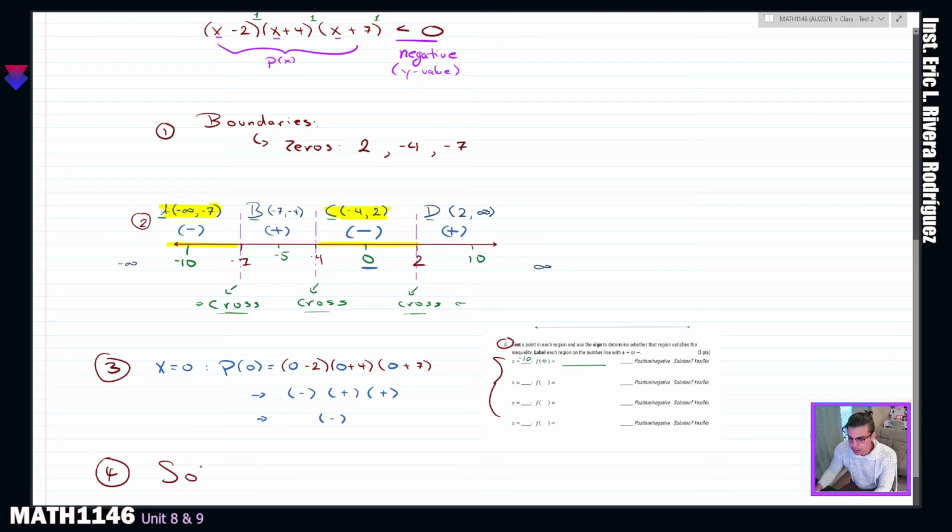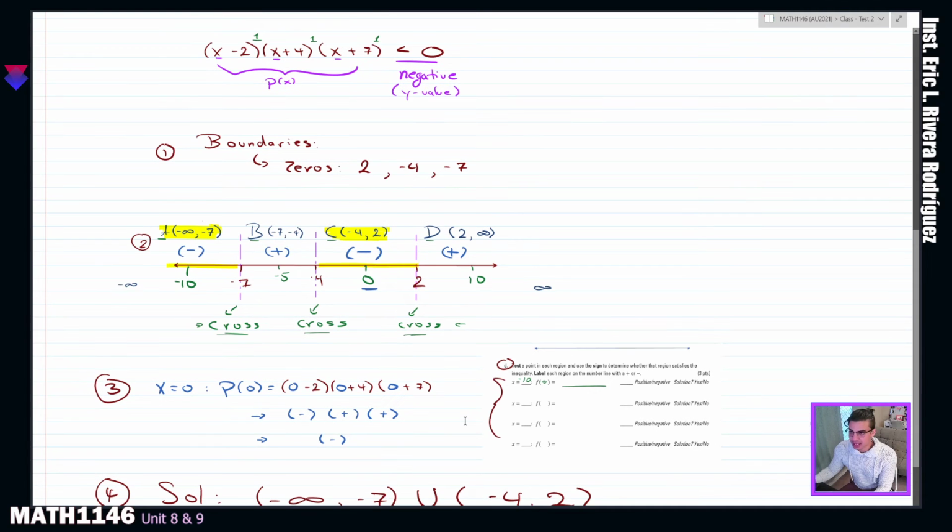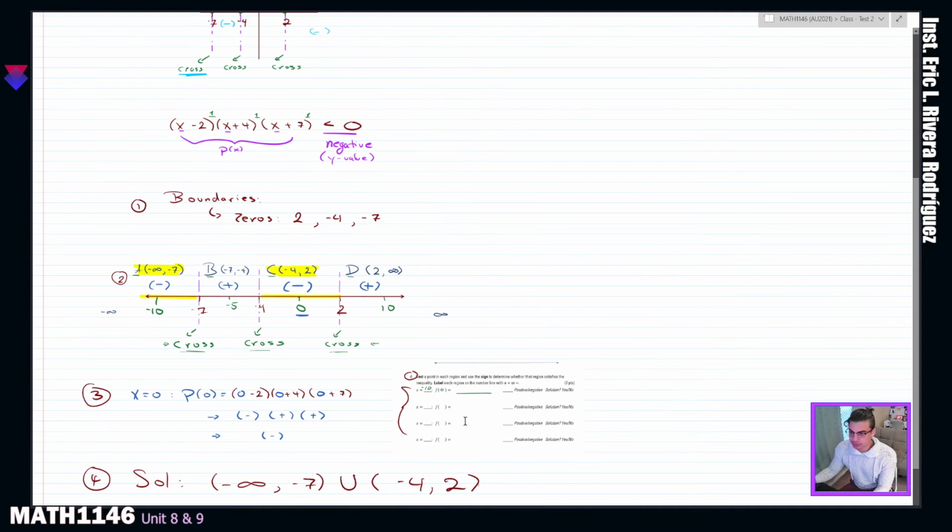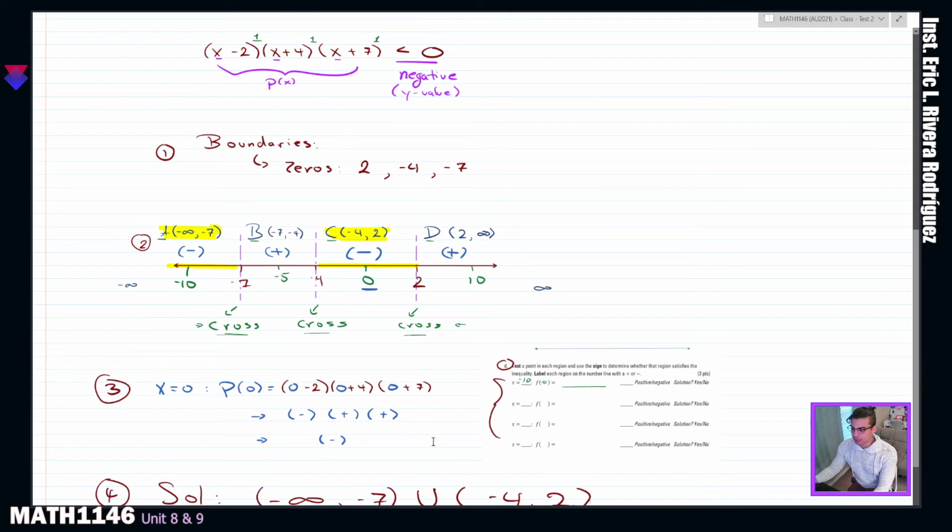So the solution, we're just going to take those intervals that we have from each region, from -∞ to -7, union, because we have multiple intervals, -4 to +2, and that is my solution. Okay, that is how I solved this exercise. Let me put everything here.